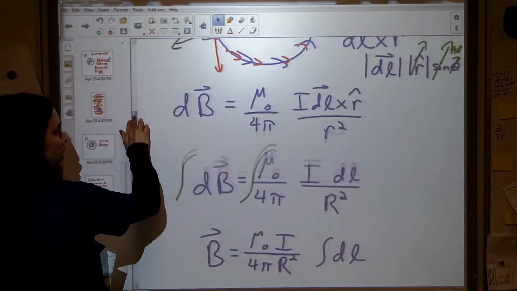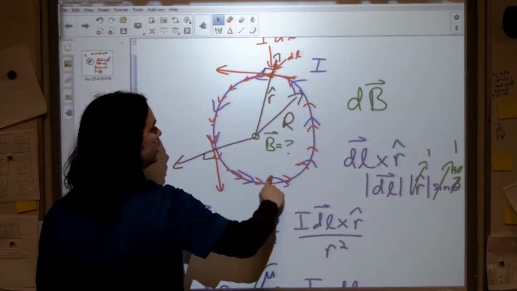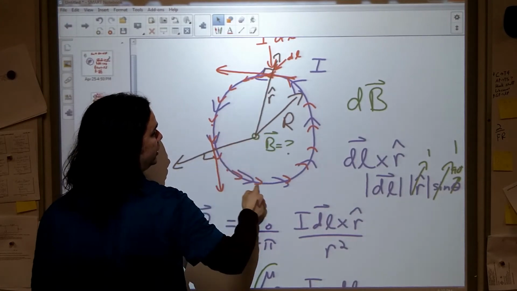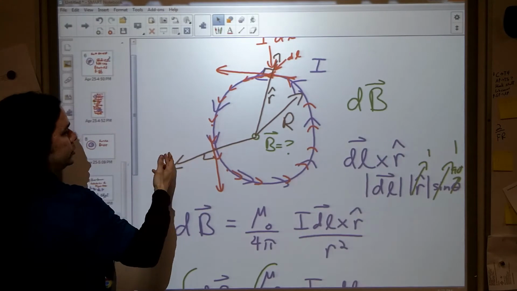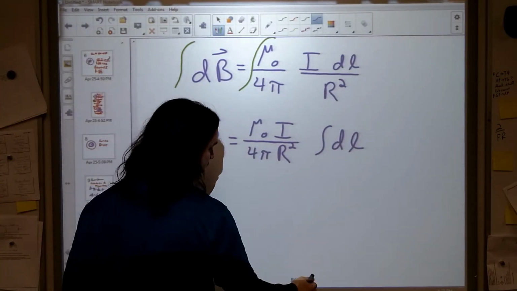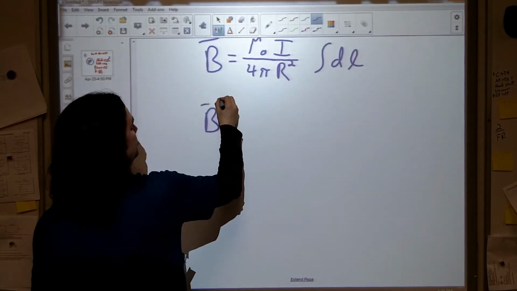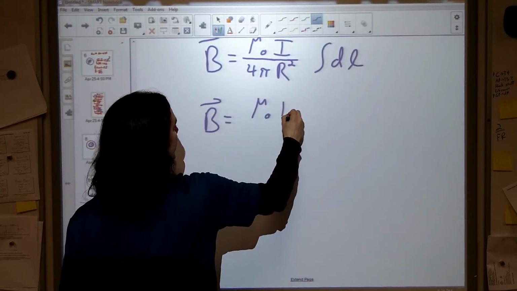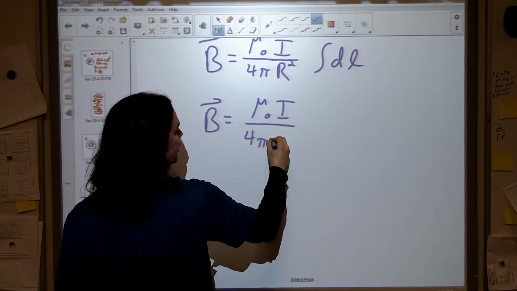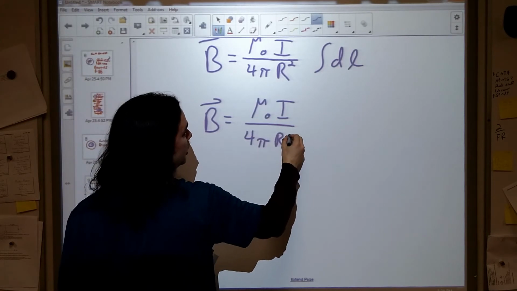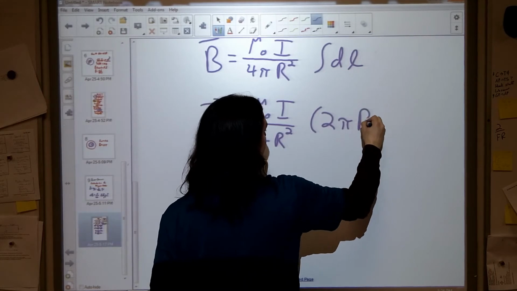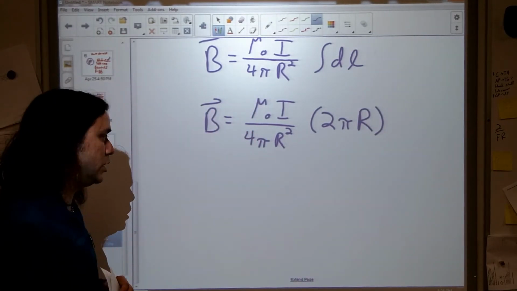That means that I'm going to integrate around this wire, and I'm going to get not the infinitely small length, but I'm going to get the total length of the wire. Well, the total length around that ring is the circumference. So when I evaluate this integral, I get the following. That B, the magnetic field, is equal to mu naught times the current going through the wire, divided by 4 pi, R squared, and this integrates to 2 pi capital R. That's the circumference around the ring.